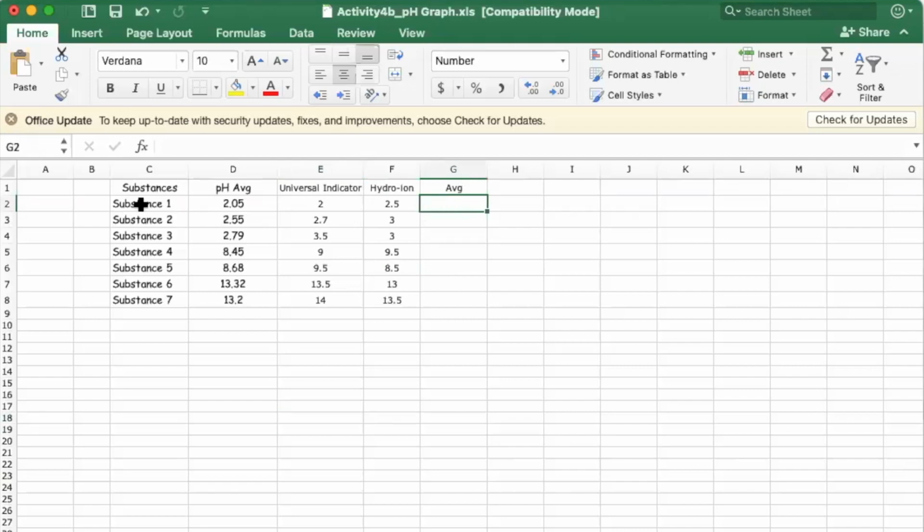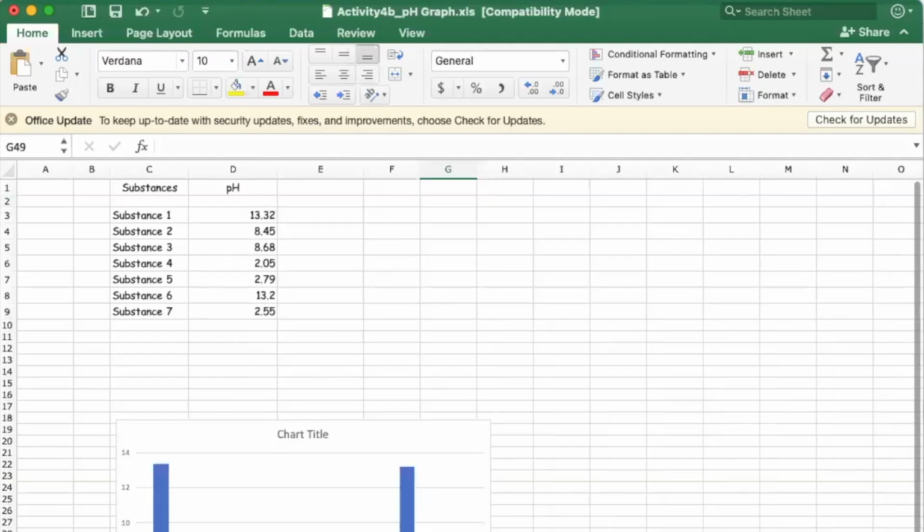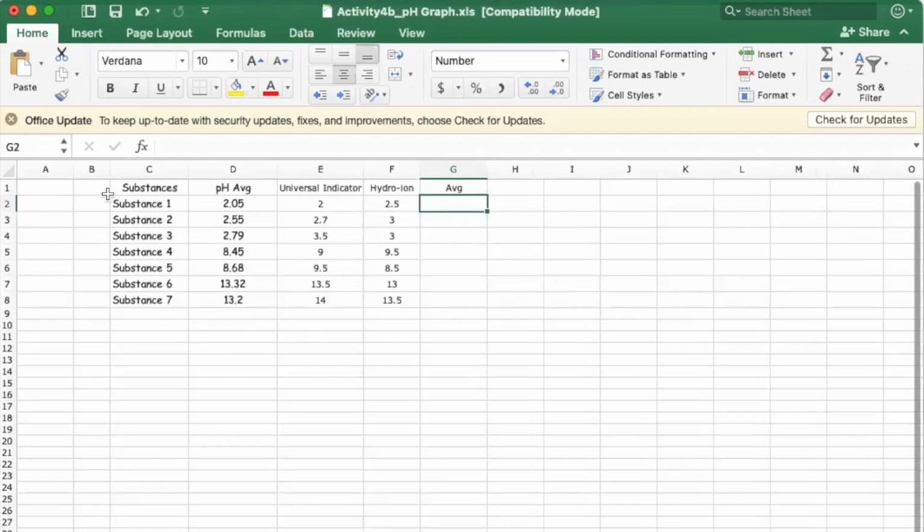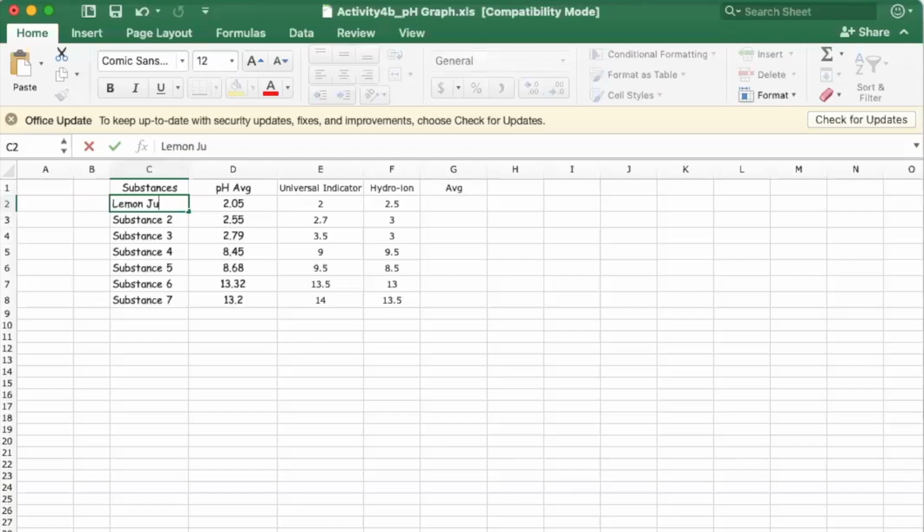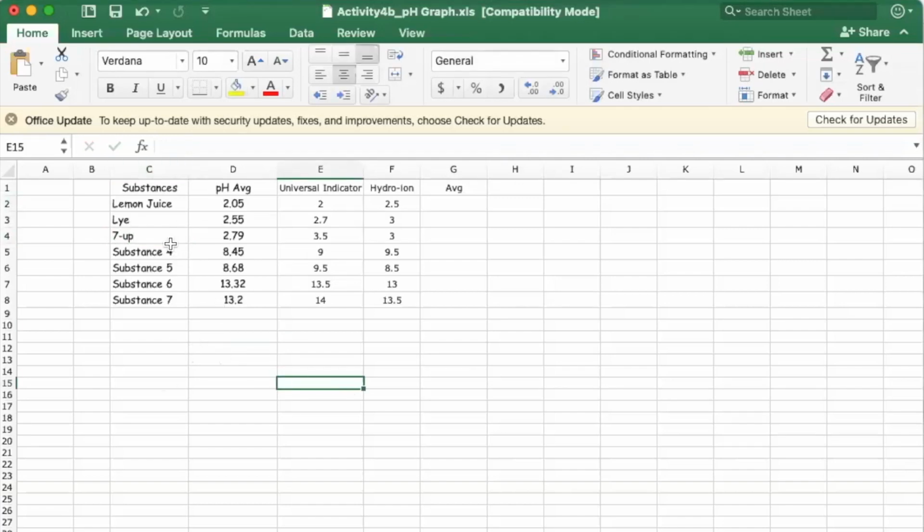So again, this is a partial data set, and you guys are going to generate a chart like this. Okay, so here you would put like maybe lemon juice. Here you would put like lye. I'm just making these things up. Here you would put like 7-Up, depending on the item. So write a description in here, and then I'll just leave this substance 4, 5, and 6. What I want to do next is I want to take an average.